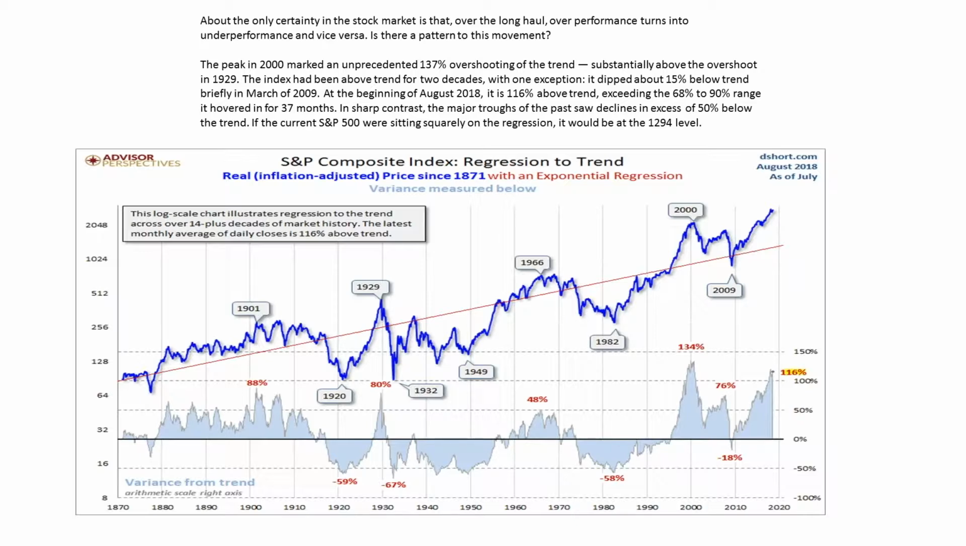It's about 1 standard deviation up to about 2 standard deviations. In sharp contrast, the major troughs of the past saw declines in excess of 50% below the trend. If the current S&P were sitting squarely on the regression line, it would be at 1294. Folks, let's round that off to 1300. What are we trying to say in English here? If we had a correction from the 116 and just went down to the trend line, whether it's the horizontal black line or the red ascending line here, that means the S&P would be at 1300.